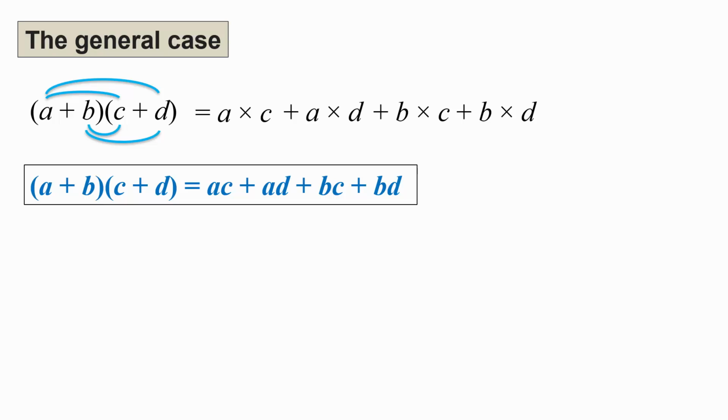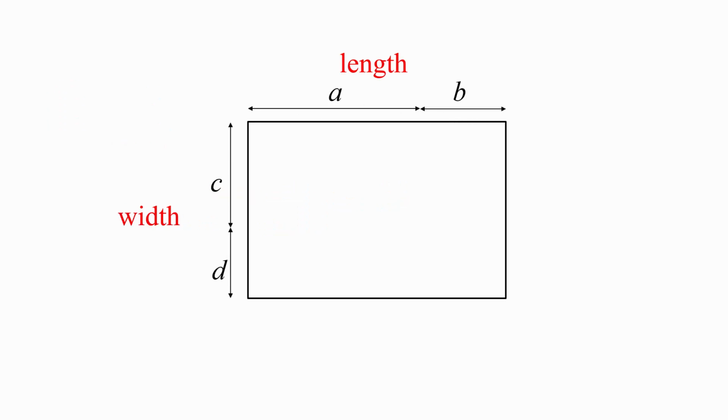Can we relate this expansion to some practical context that we can appreciate? Yes, we can. And we can do that in terms of the area of a rectangle. Let's suppose we have a rectangle and the width is made up of 2 parts, C and D, 2 lengths, and the length, of course, made up of 2 parts, A and B. The area of a rectangle is found by working out the length times its width.